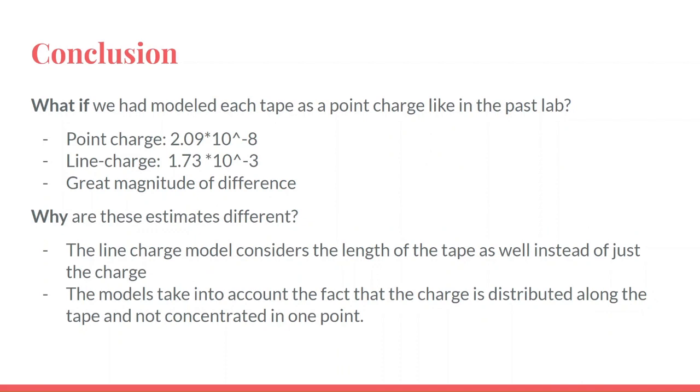So what if we had modeled each tape as a point charge, though, like in the past lab? Well, we saw that the point charge got us 2.09 times 10 to the negative eighth coulombs. But this time, the line charge, we got 1.73 times 10 to the negative third coulombs. So there's clearly a great difference in magnitude. Now, why are these estimates different? Well, the line charge model considers the length of the tape as well, and takes into account the fact that the charge is distributed along the tape and not just concentrated in one point. So there are many shortcomings of the model from last lab that we remedied in this lab.